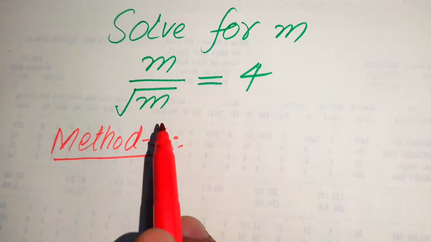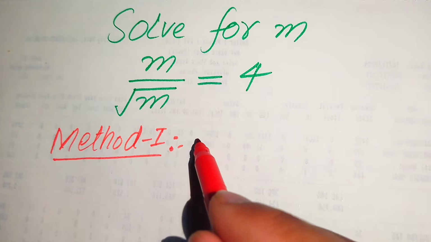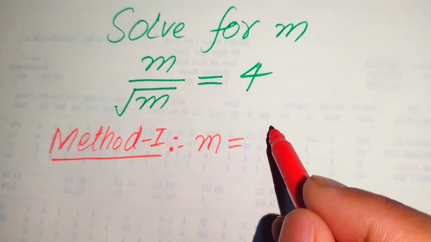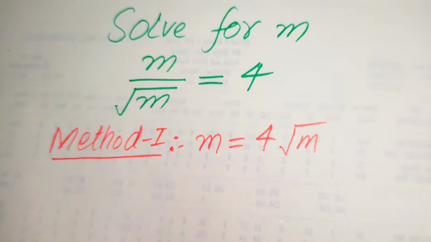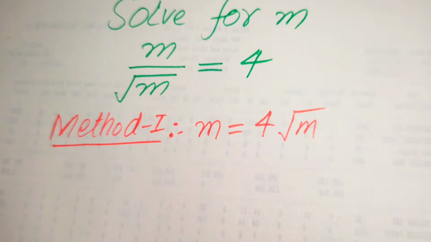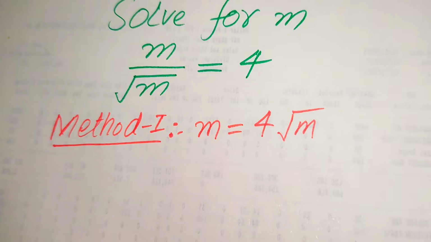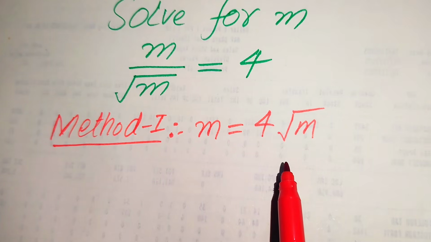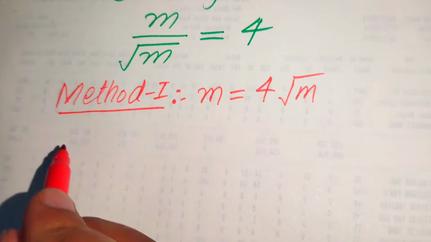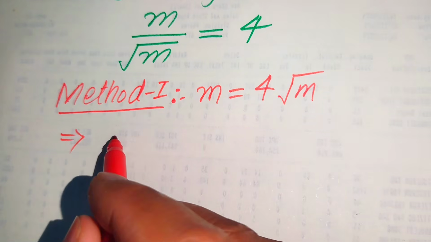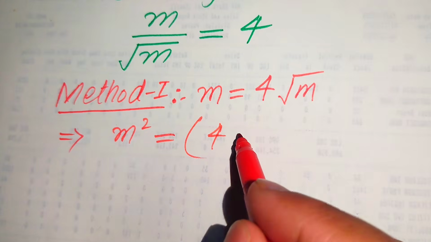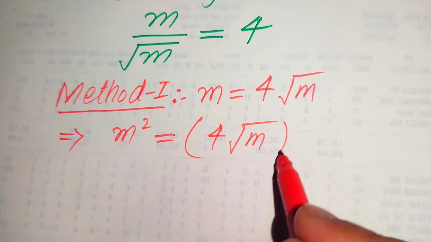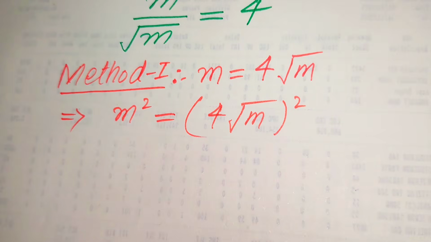So in the first method we move the square root of m from the left hand side to the right hand side, and it becomes m is equal to 4 times square root of m. First, we need to remove the square root sign from the right hand side, and for this we apply squaring on both sides, and it is written as m square is equal to 4 times square root of m, and its whole square.